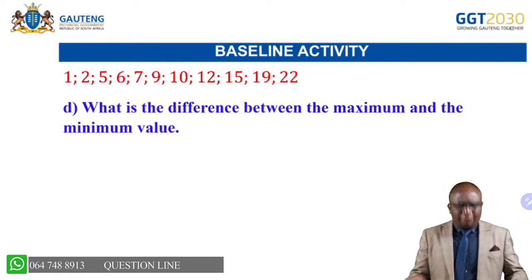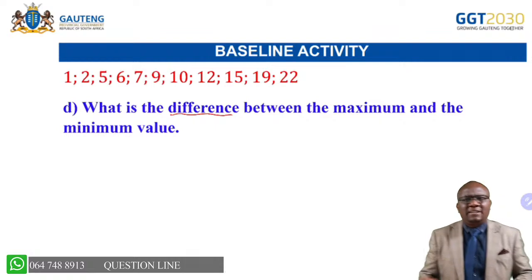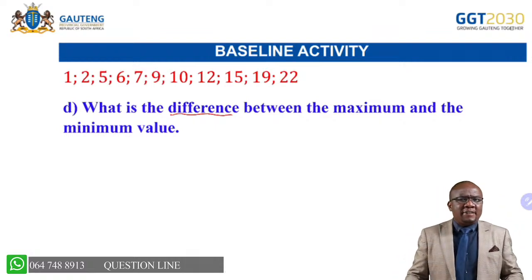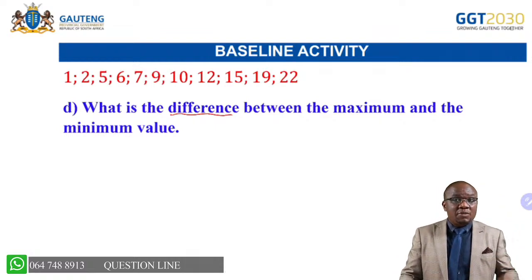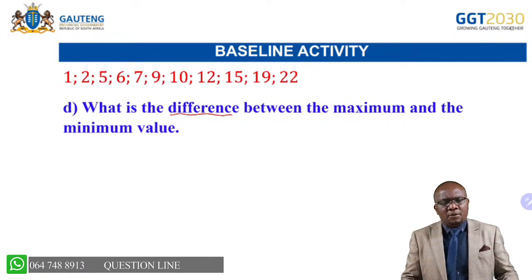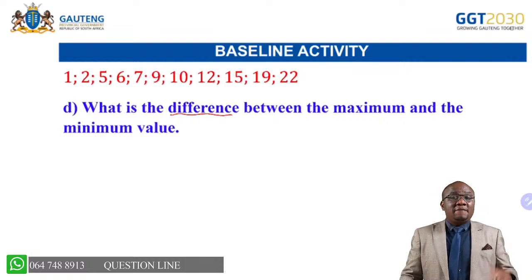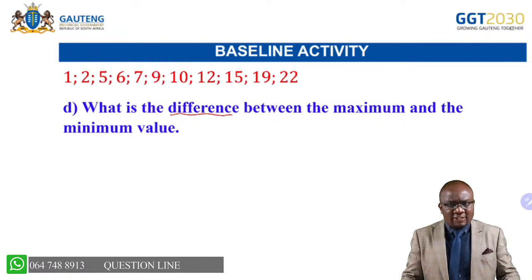What is the mathematical difference? Remember, when we are subtracting, we get the difference. When you're adding, you get the sum. When you're multiplying, you get the product. And when you're dividing, you get the quotient. Now we want the difference between the maximum and the minimum value. It means we have to subtract.